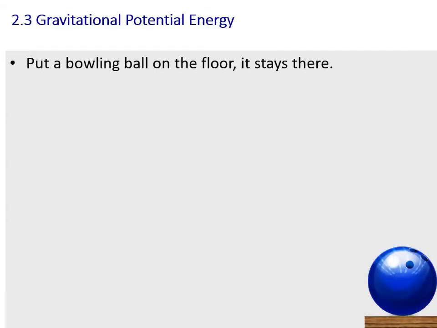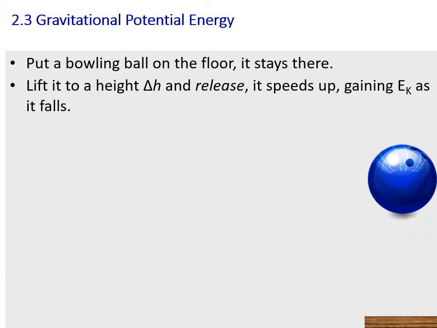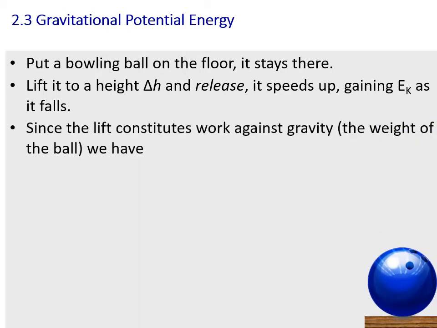So we have gravitational potential energy, and let's say we put a bowling ball on the floor. It stays there. Lift it to some height and release it. It speeds up, gaining kinetic energy as it falls. So we can lift this up and then release, and bam, it falls to the ground. We lift this object up, and we do work against gravity.